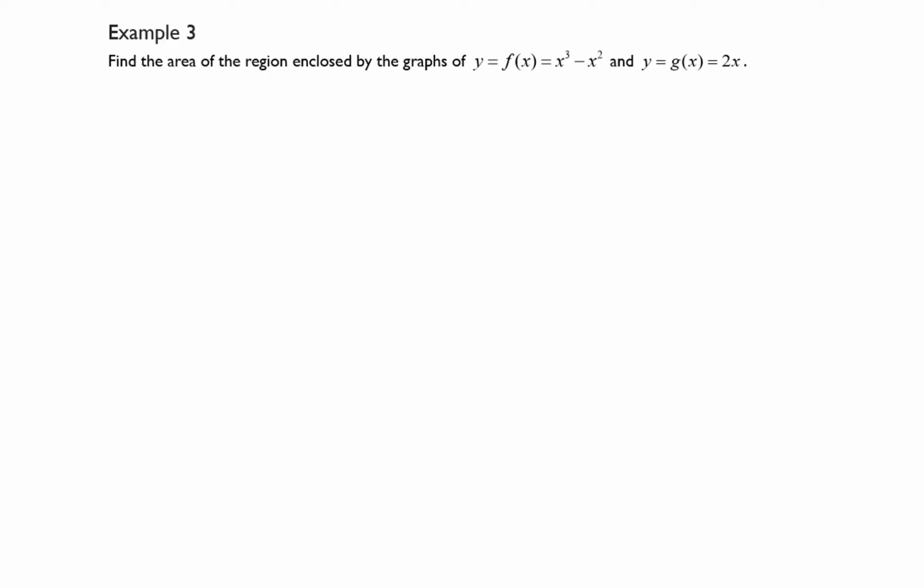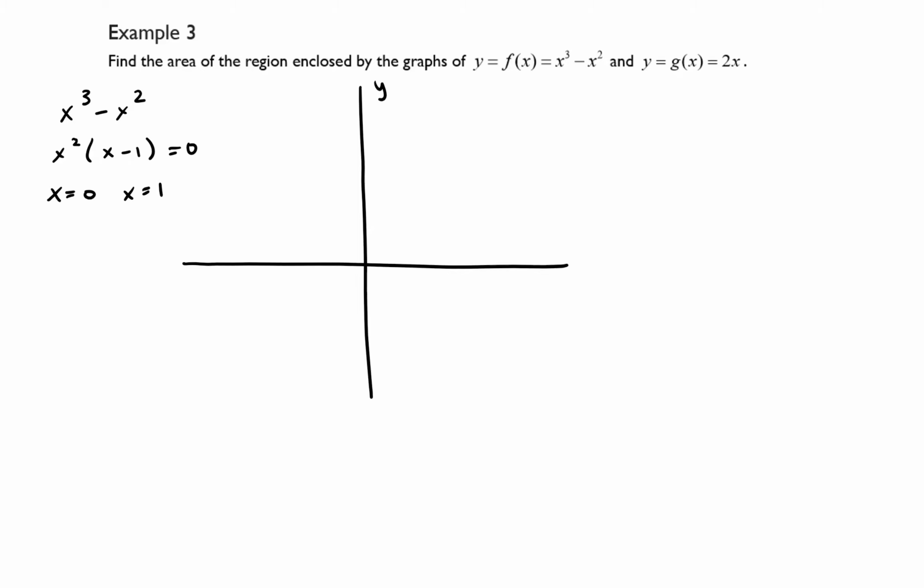Example 3 says find the area of the region enclosed by the graphs of y equals f of x equals x cubed minus x squared and y equals g of x, which equals 2x. Now, if I take x cubed minus x squared and I factor out an x squared, I'd get this. And if I set that equal to 0, we'd get that x equals 0 and x equals 1. So that's going to help me graph this because I know that I have a root at 0 and a root at 1.